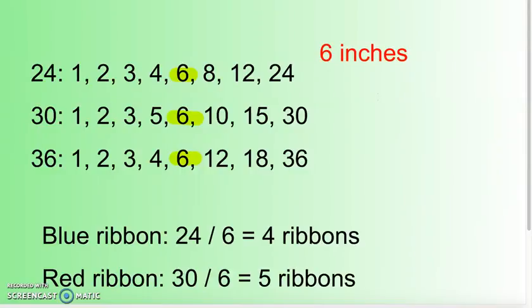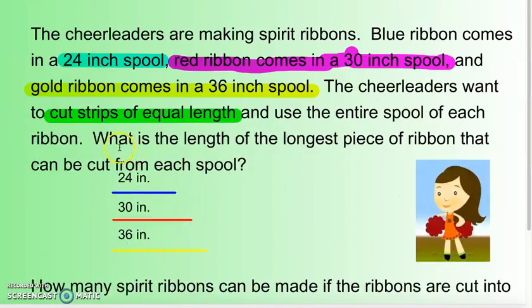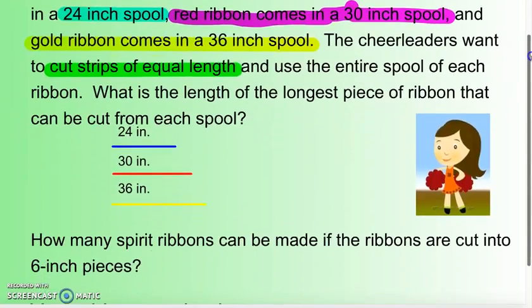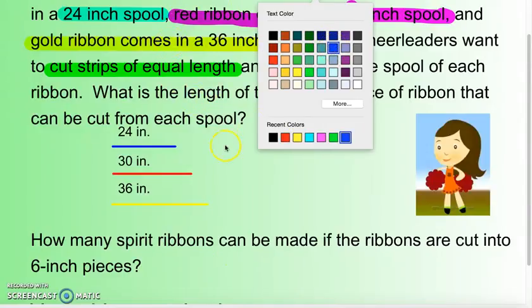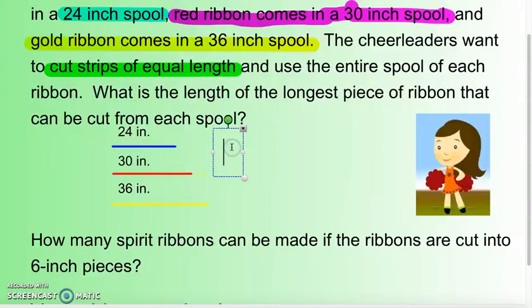Look at the question, it says, what is the length of the longest piece of ribbon that can be cut from each spool? And we figured out 6 inches. Then look at the question below. It says, how many spirit ribbons can be made if the ribbons are cut into 6-inch pieces? So let's say blue, I cut them into 6 inches. Okay, so I have 6-inch pieces. How many of those ribbons will I get out of that 24 inches? How could I figure that out?